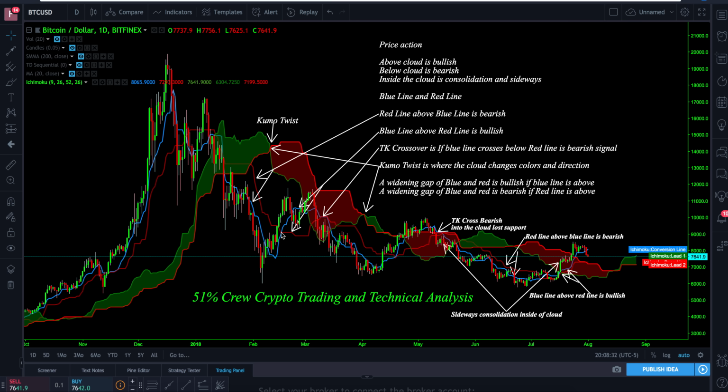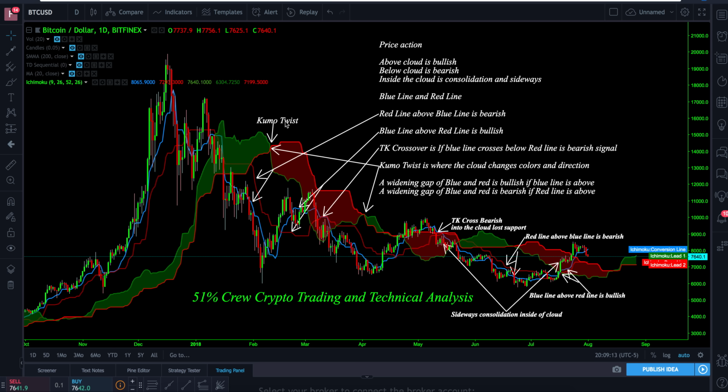When these two lines cross over, the blue line and the red line, then this is considered a TK crossover. So if the blue line crosses below the red line, it's a bearish signal. Here's an example of it. The blue line crossed below the red line and it's bearish. It's the same principle in the other direction. If the blue line crosses above the red line, then it's a bullish signal. So that's basically how you would read this chart, as far as price action and the red and the blue line.